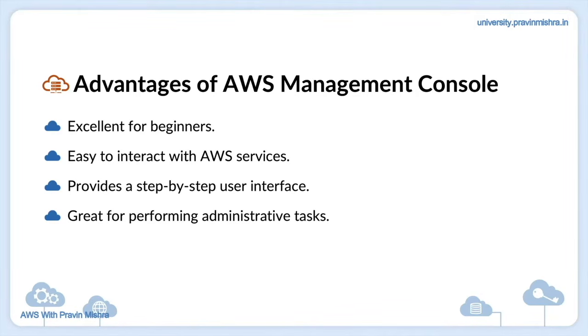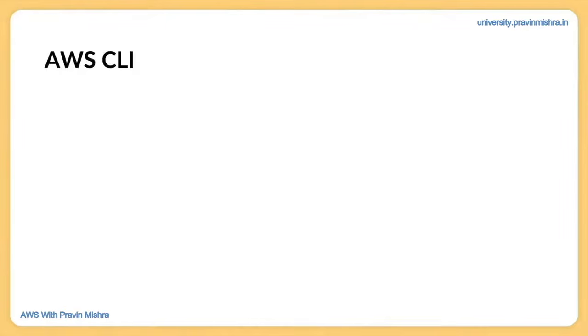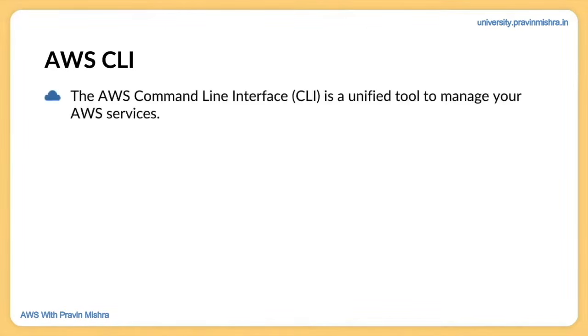Now, why only for beginners? Well, that's because some operations in the AWS Management Console are manual and that takes time. Hence, it is not feasible to automate everything through the AWS Management Console, and that's why we use the Command Line Interface, CLI. Now that we have covered the AWS Management Console, let's move on to the AWS CLI, or Command Line Interface.